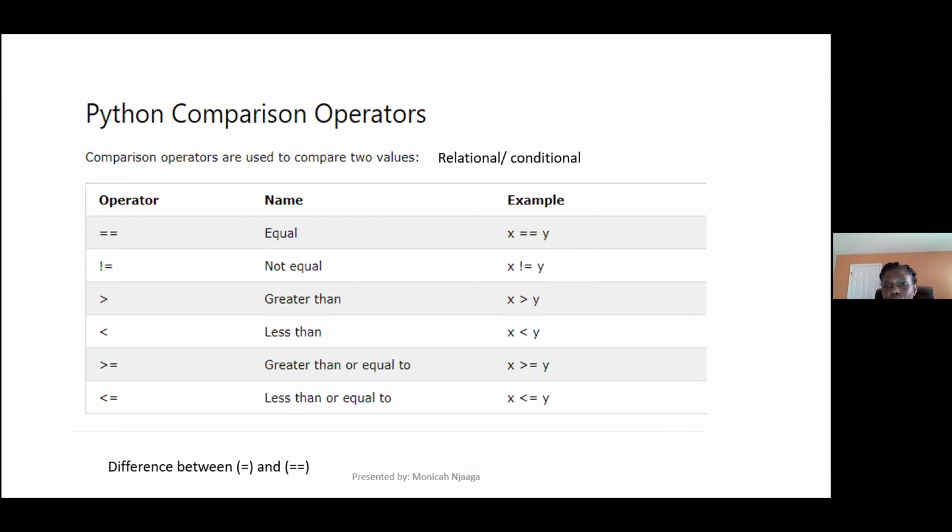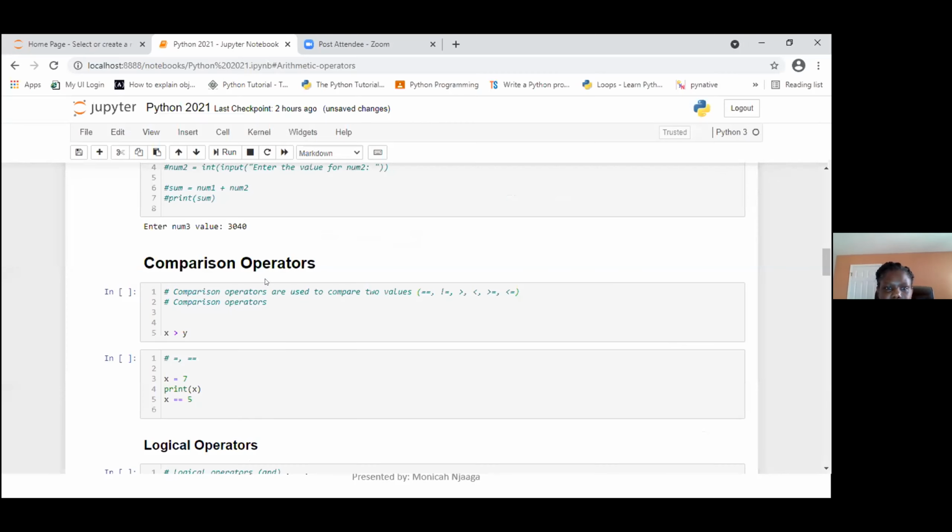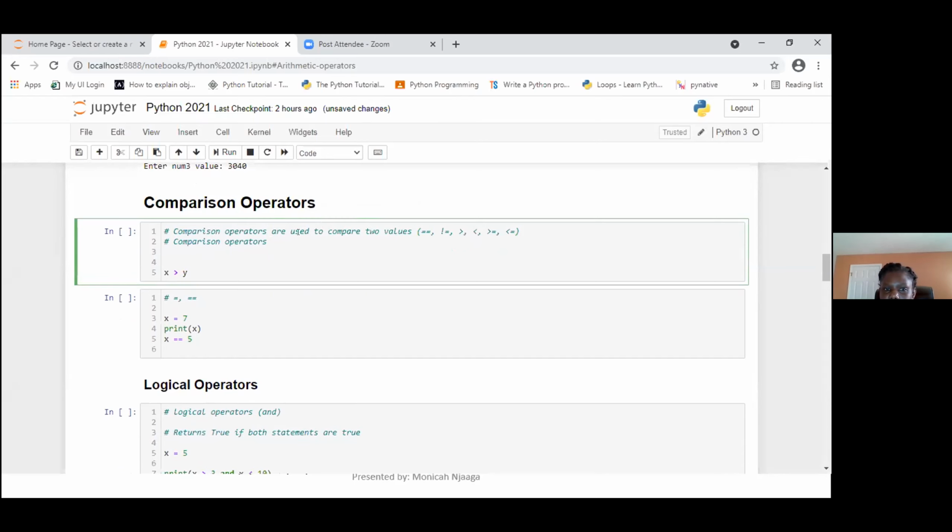They are also called relational or conditional operations, meaning you check a condition. Are you older yesterday than you are today, or vice versa? I'll just show this very briefly because we are running out of time. So comparison operators compare values and these are the signs that you use.